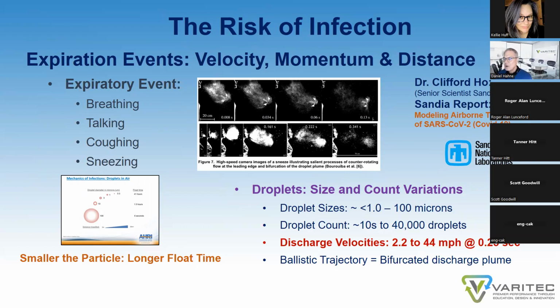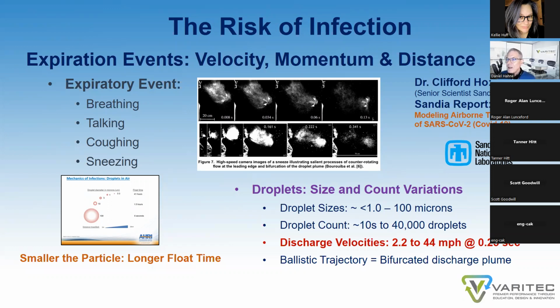The size of a SARS-CoV virus, close to an influenza virus, is about 0.125 to 0.15 microns. So they're very, very small. And depending on the violence of the expiratory event, breathing, talking, or coughing, discharge velocities of those droplets from the infected host can be anywhere from 2.2 miles per hour up to 44 miles per hour when somebody actually sneezes and projects virally loaded droplets up to 25 to 28 feet in a room.